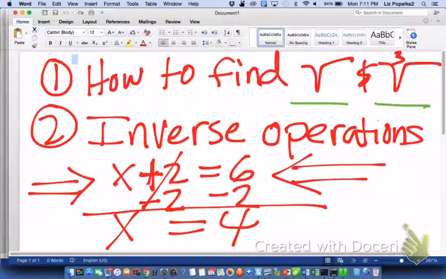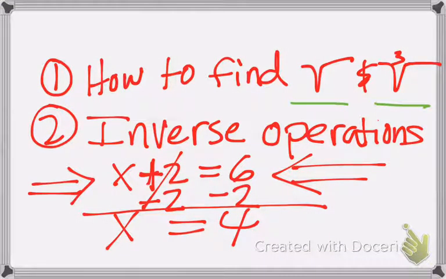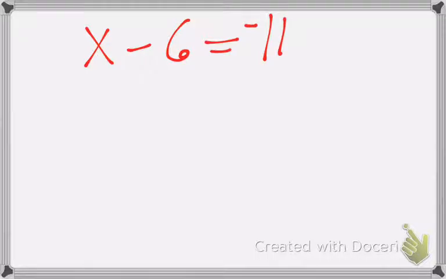Another example might be, this time instead of using addition, I'll use subtraction. So instead of an addition one, I'll do a subtraction one. Again, pretty straightforward. So let's say x minus 6 is equal to negative 11. So that x is not by itself. I need to get rid of this minus 6.